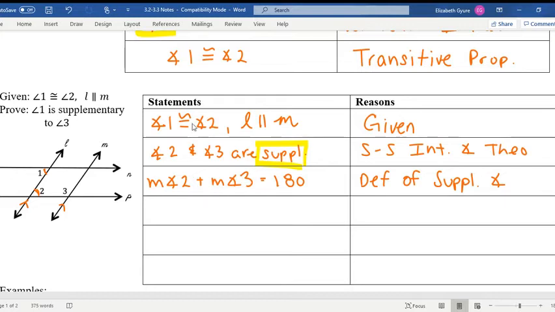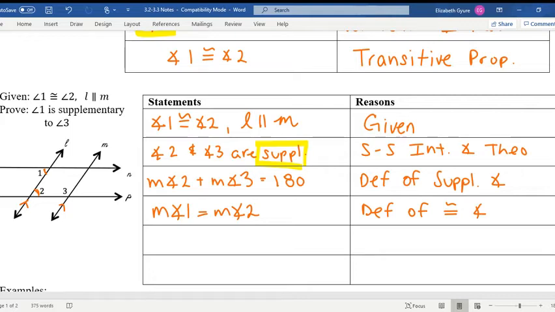This is not quite ready to be substituted in yet, right? Because isn't this a congruency statement? And this is an equation, so we've got to fix this up first. We're going to say first that the measure of angle 1 equals the measure of angle 2. That is the definition of congruent angles. Good.